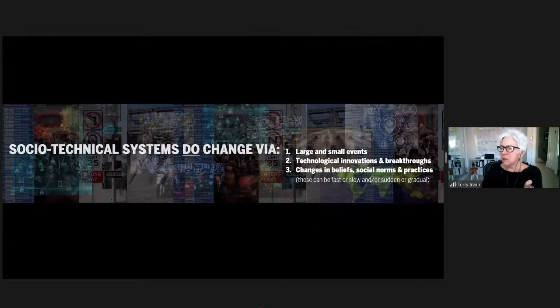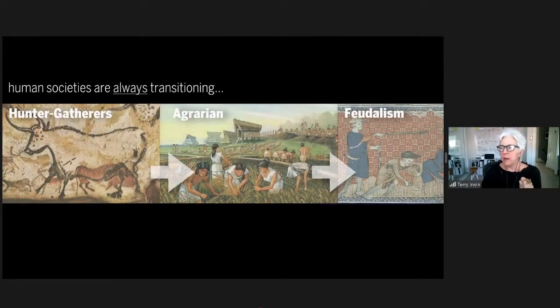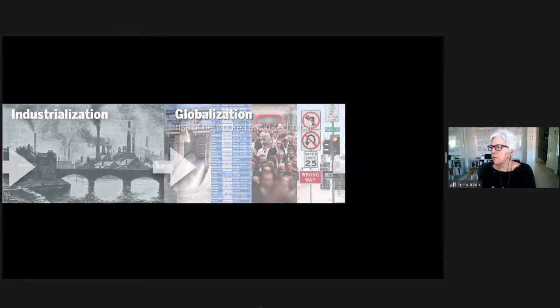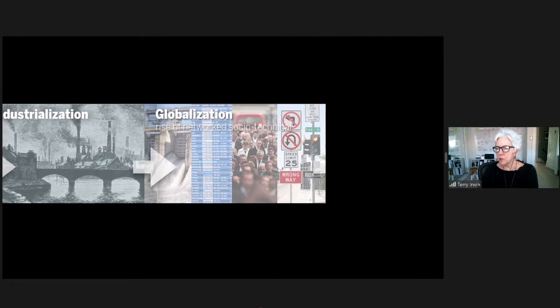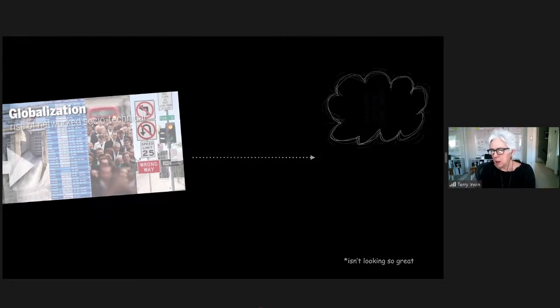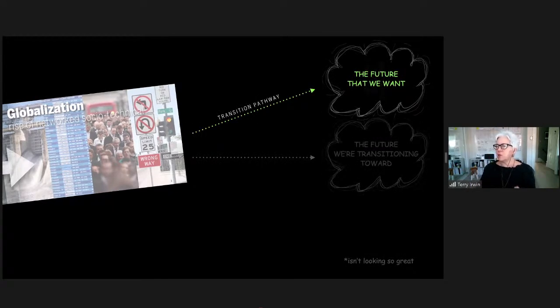But it's important to also remember that human societies are always in transition. But these transitions have been largely unintentional, full of drift, and we only understand their ramifications in hindsight. We call it history. The question before all of us in the 21st century is whether we can intentionally transition our societies and organizations toward more sustainable, equitable, and desirable long-term futures. Because transition design argues that the long-term futures we're currently transitioning toward aren't necessarily the futures we want. But it contends that we can intentionally change these transition trajectories toward futures we do want.